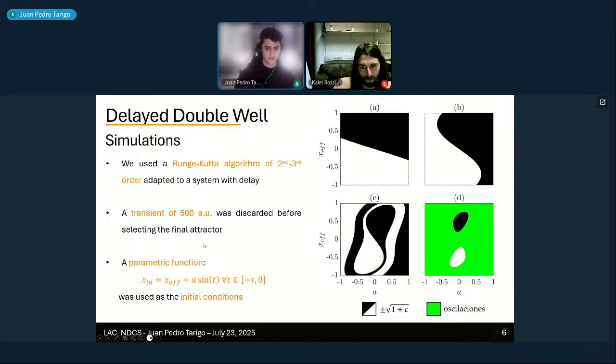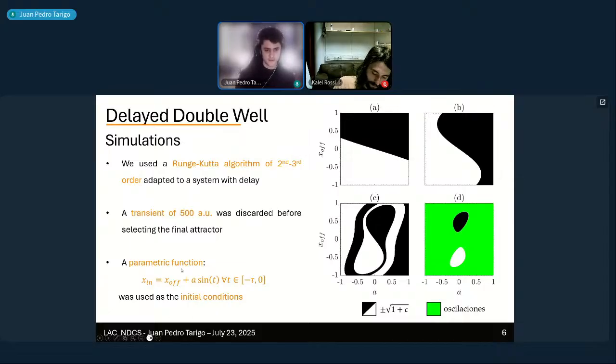What is different in this type of systems is that you need a function to explore phase space, because phase space is infinite dimensional, as I said, and it is the space of functions defined in the interval minus tau to 0. So to explore and see this phase space, we introduce a parametric function.